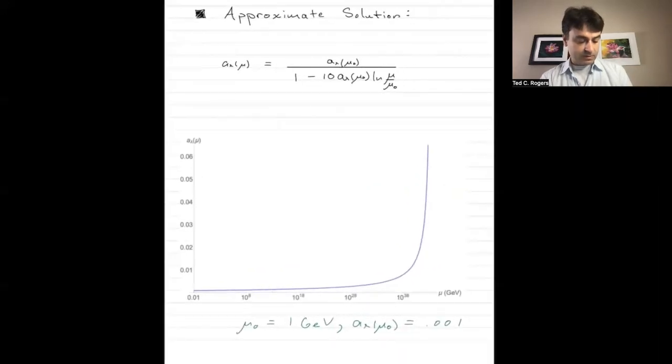And this is what it looks like when you plot it. And notice that the horizontal axis is logarithmic, and it goes all the way up 40-something orders of magnitude from the lowest value. And for the most part, the coupling just doesn't evolve whatsoever. Makes sense because deviations from a constant coupling are higher order in the coupling.